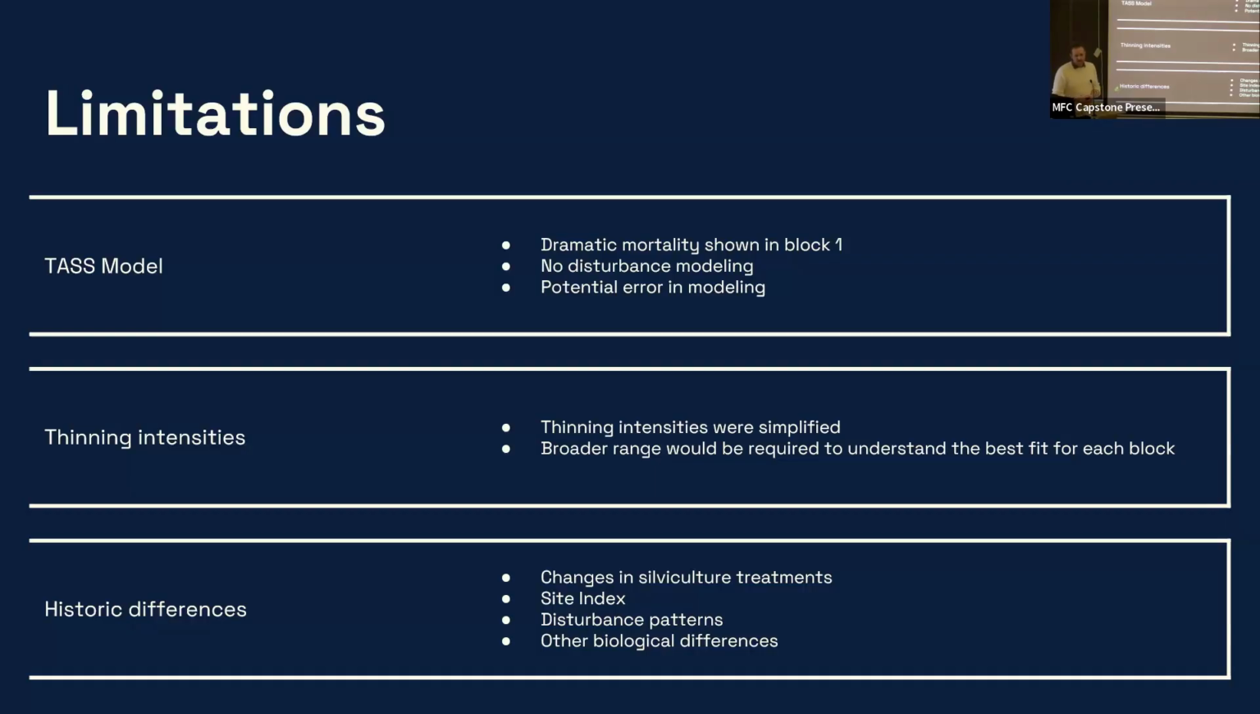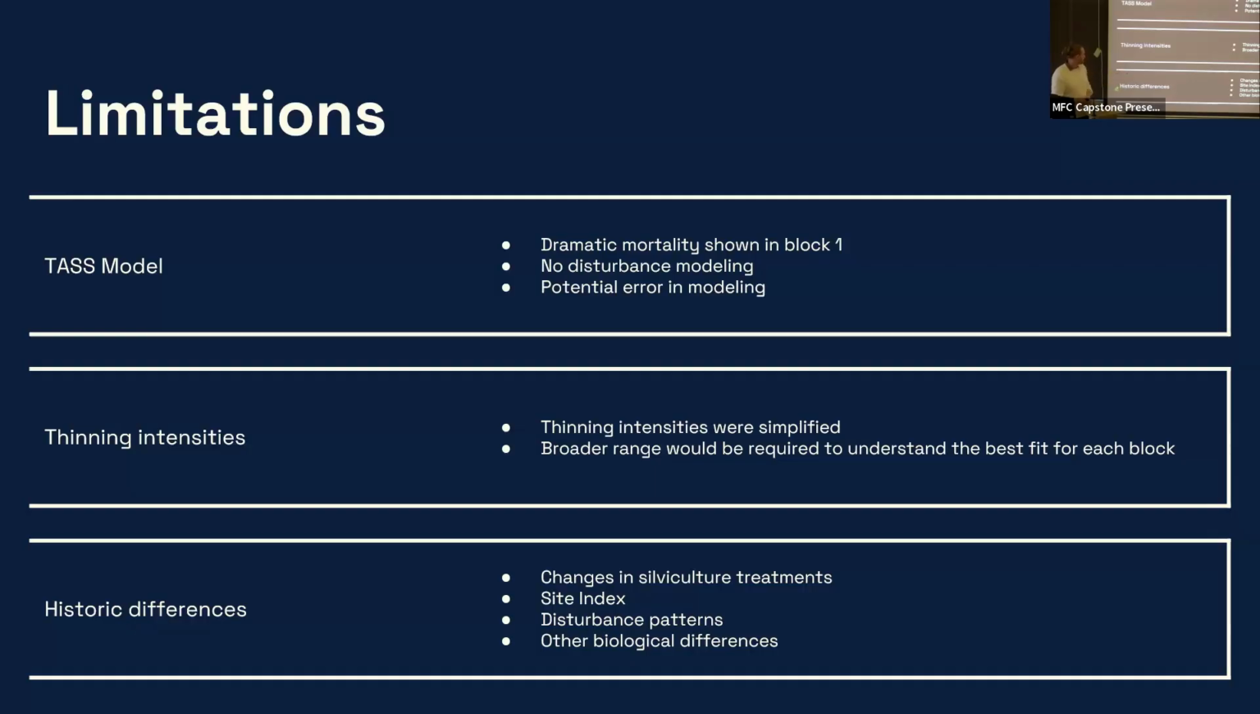Thinning intensities as well is another limitation. In order to actually grasp what would be the best treatment for every block, you'd have to do a range of simulations on this, because as you can see, just between 18% and 25%, there was a huge difference in volume and DBH growth. To actually capture what would be best for the block, you need to model a broader range of thinning treatments as well.